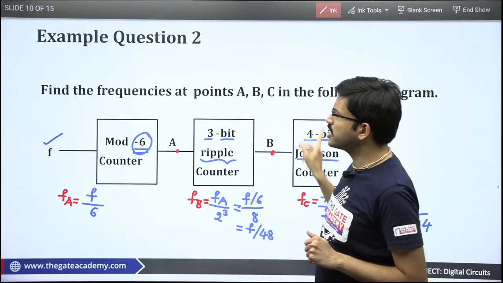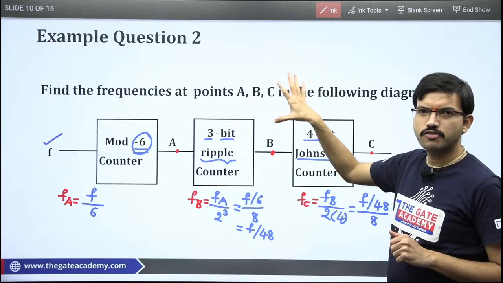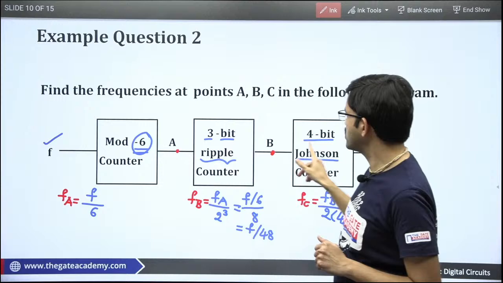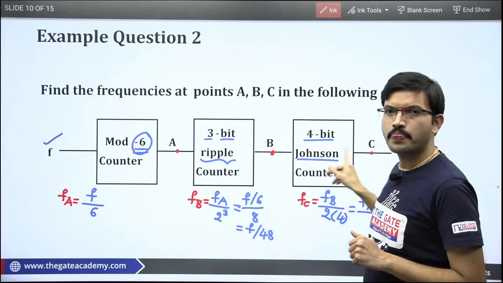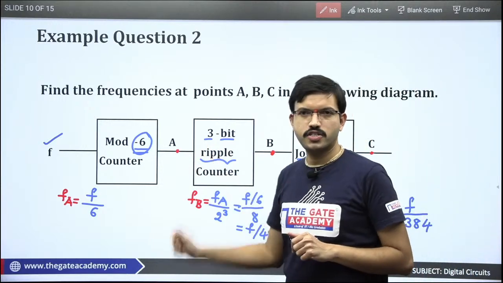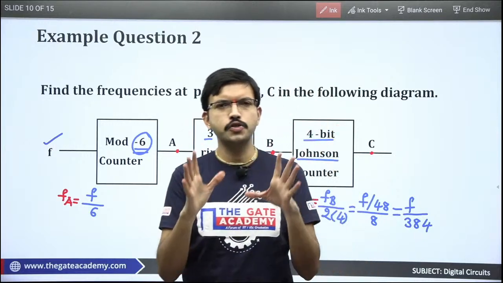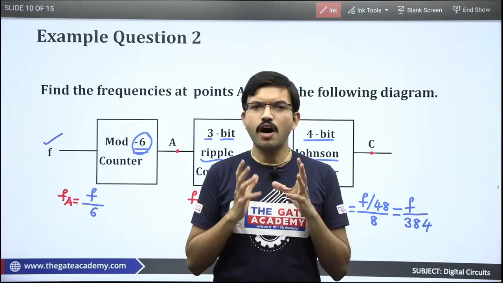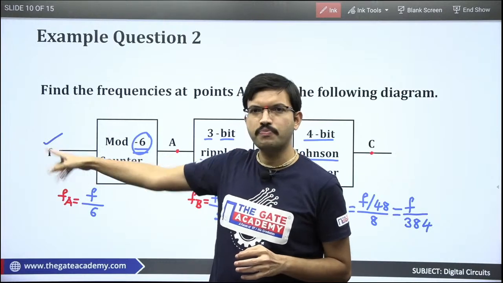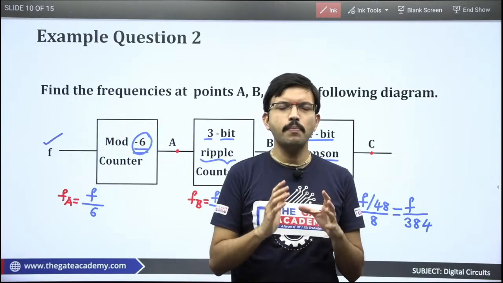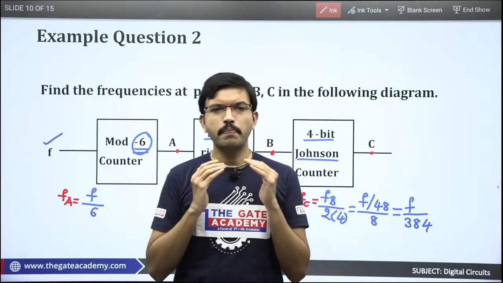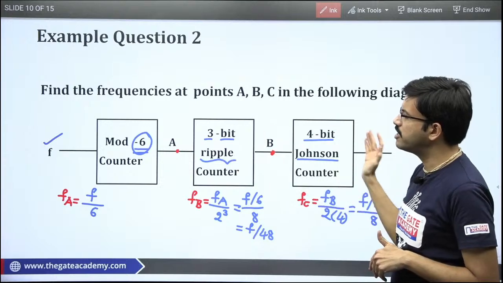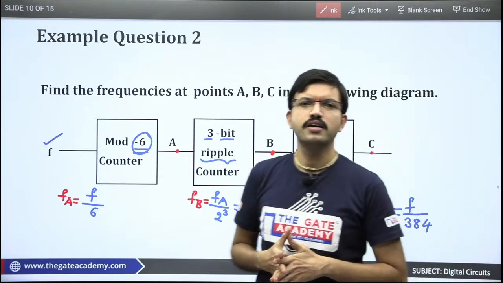So this is the real time application of counters, that is frequency division. Here frequency division operation is happening. So this is the real time application. For all the circuits in the entire digital system we cannot operate at the same clock signal frequency. Each and every module can be operated at a different frequency. So based on that requirement we can generate various frequencies with the help of cascading of various counters.